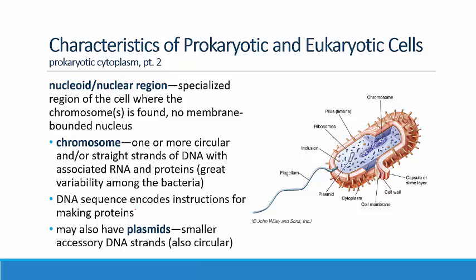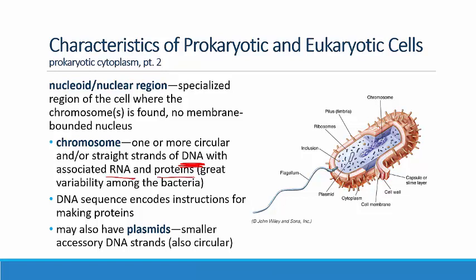So the DNA is the chromosome, but associated with the chromosome there in the nucleoid can be bits of RNA and proteins. The bottom line is that there's a lot of variability among bacteria about what the chromosome looks like. Generally, we think of there being at least one circular strand of DNA in a chromosome, but in reality, there's lots of variability around this. And the job of the DNA is to have the instructions for making proteins that the cell needs. The sequence of nucleotides in the DNA tells the ribosomes how to make the proteins that they need to make.